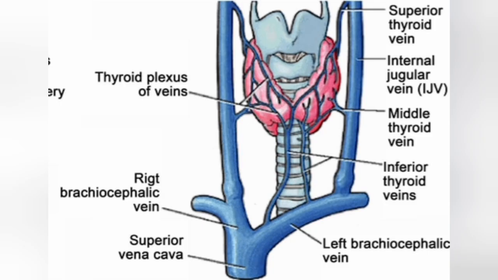For the venous drainage, we have a superior thyroid vein which drains the upper part of the thyroid gland, and this vein drains into the internal jugular vein. Then we have a middle thyroid vein which also drains into the IJV. Finally, we have the inferior thyroid veins which drain into the brachiocephalic vein. And these brachiocephalic veins will in turn drain in the superior vena cava.